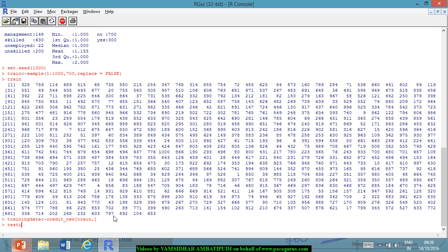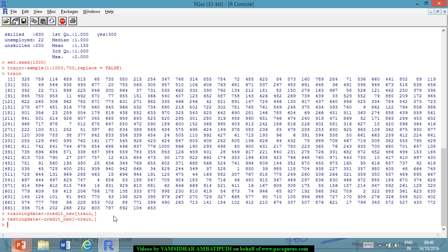And if I'm talking about my testing data, again it's a subset of credit underscore new, wherein I'm taking minus train data. Means I'm taking those rows which are not there as a part of the train. So that would become my testing data. So I have created the training data as well as the testing data. I have split the data into 70%, 30%, so 70% of the data is part of the training, 30% of the data is part of the testing.